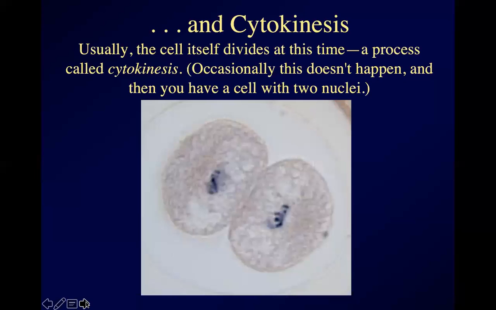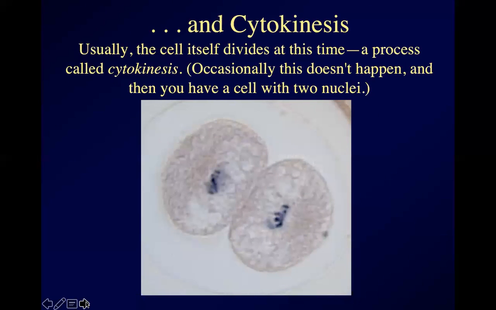Incidentally, usually telophase and cytokinesis happen at the same time. There are cases where it doesn't. And if telophase happens but cytokinesis does not, you end up with a cell with two nuclei. There are organisms where cell division will take place many times, but cytokinesis doesn't, and you end up with a giant cell with thousands of nuclei. There's a type of organism called slime molds that do that.